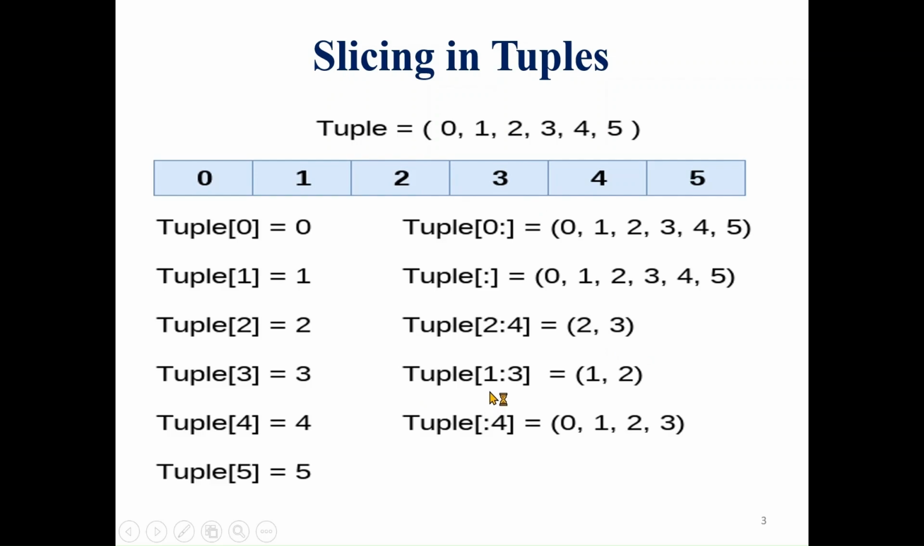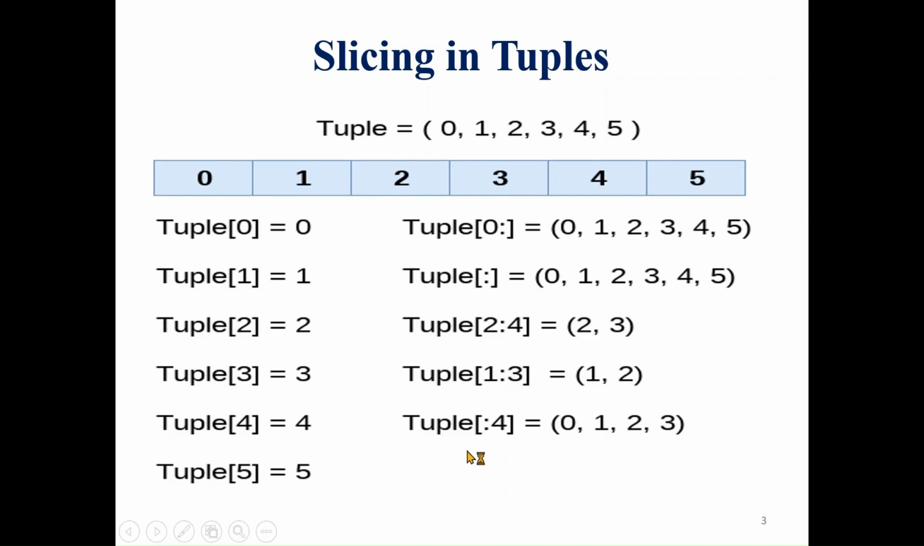Now if you go for tuple 1 colon 3, so 3 minus 1, that is 2. So only index number 1 and index number 2 are considered here. This is index number 0, index number 1, index number 2. The 3 is not considered here. So your output is only 1 and 2. Can you see here, 1 and 2?